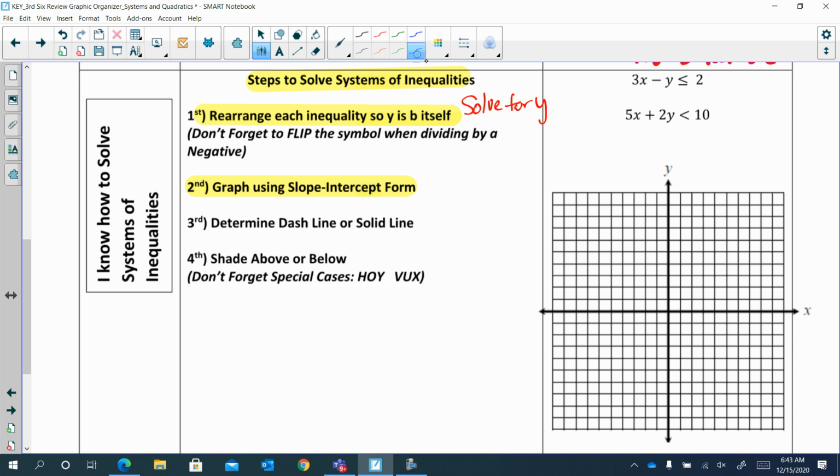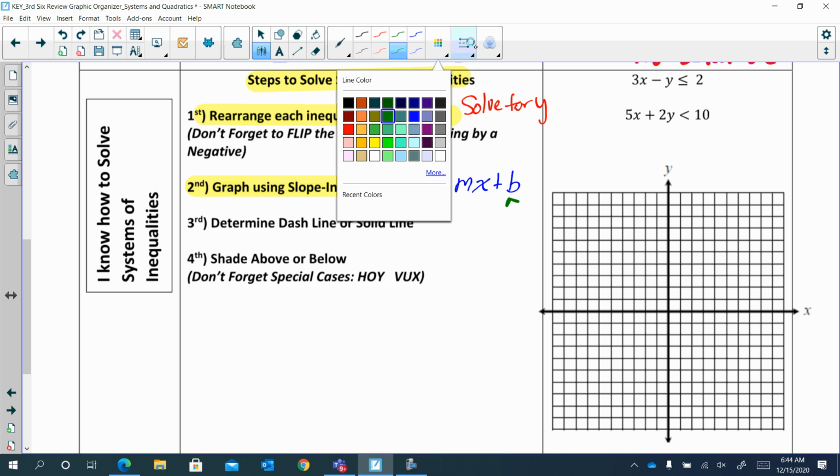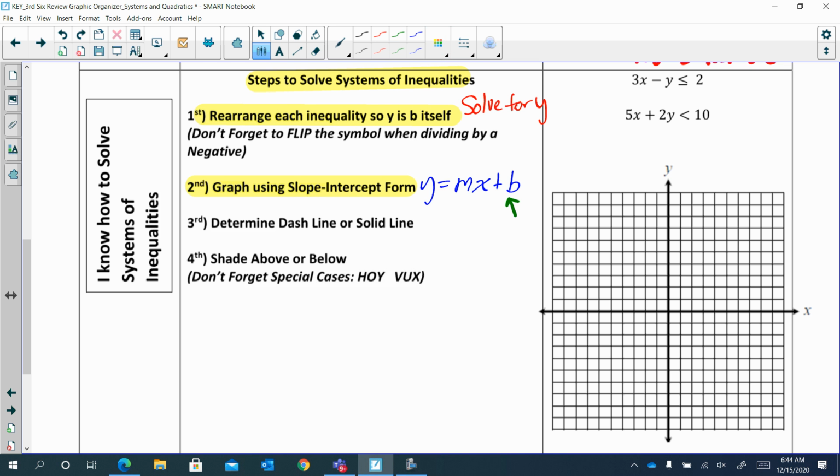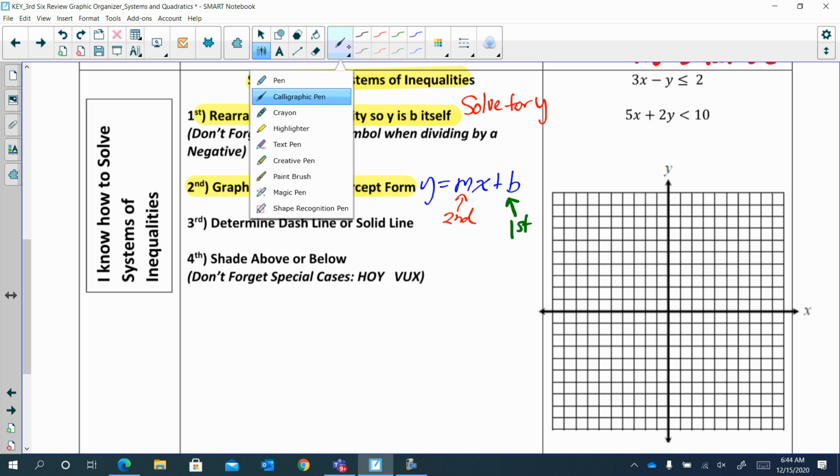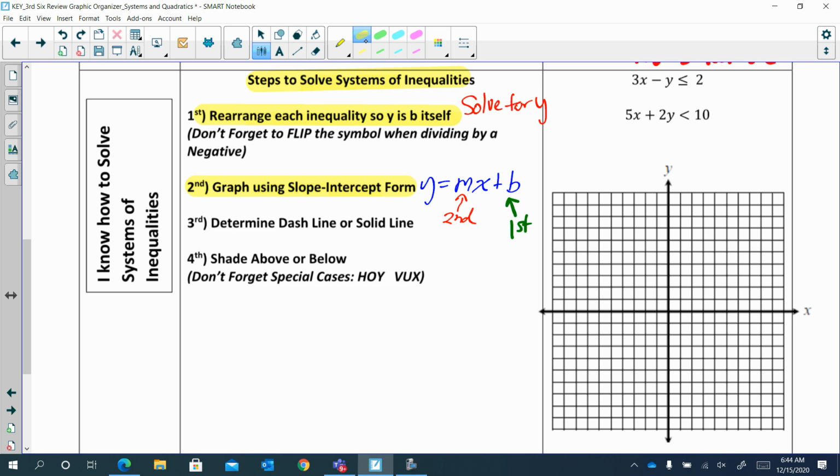That is when we're using y equals mx plus b. When it's in this form, we do our parts, where the b is first. So first we graph the y-intercept, the b, and then we use the slope second. Then after we get the points, we have to remember to determine if it's a dashed line or a solid line.